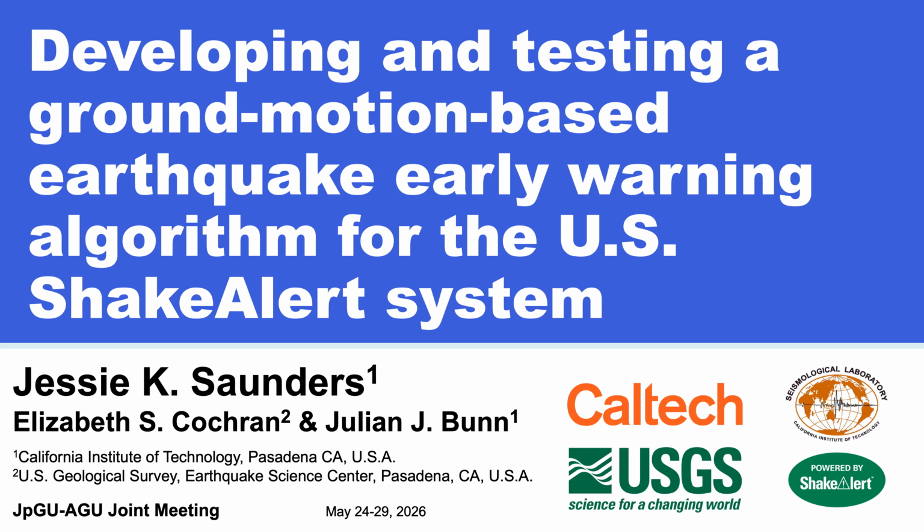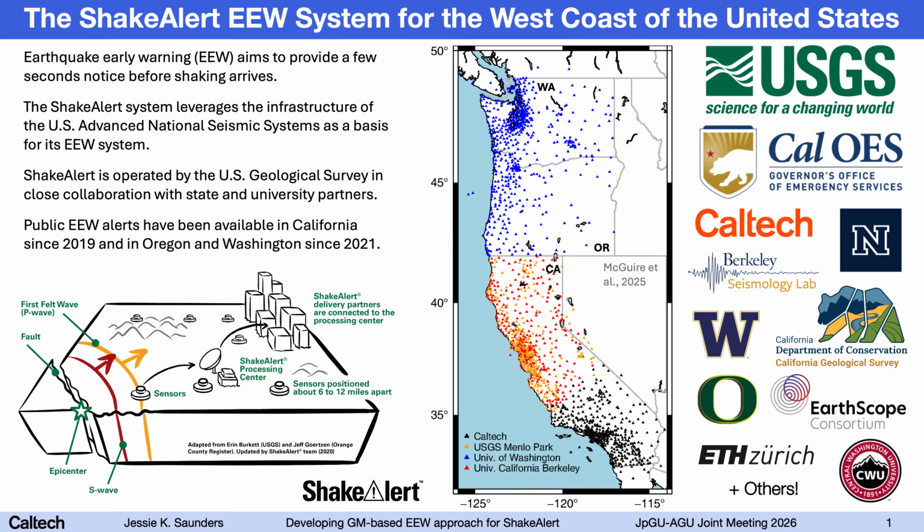Today, I will be talking about developing and testing a ground motion-based earthquake early warning algorithm for the U.S. ShakeAlert system. The earthquake early warning system we have in the United States is called the ShakeAlert system. ShakeAlert is operated by the U.S. Geological Survey in close collaboration with state and university partners. ShakeAlert has been operational for several years now, with public alerts available in the state of California since 2019 and in Oregon and Washington since 2021.